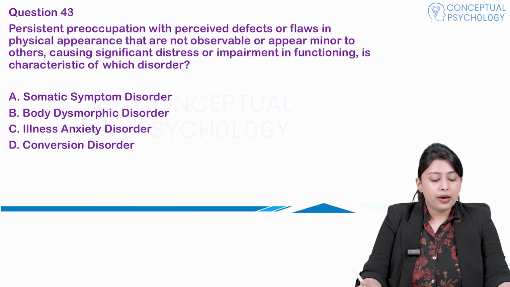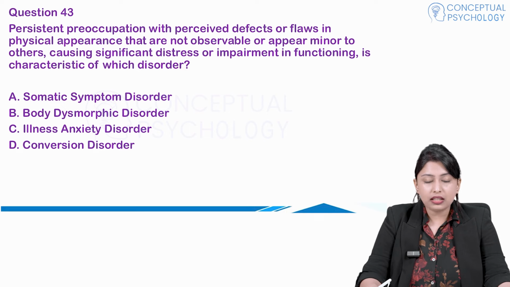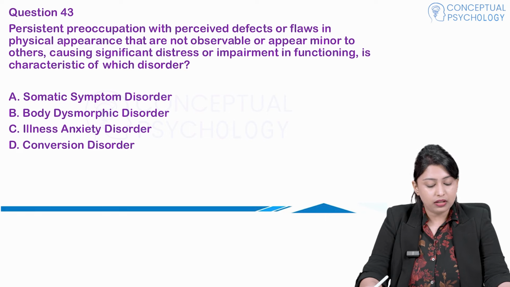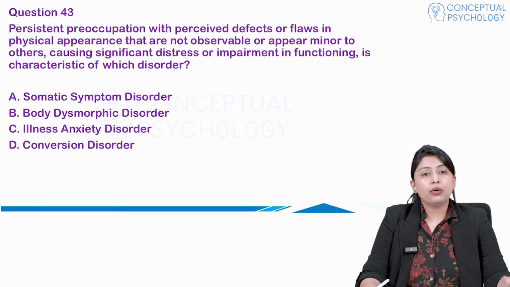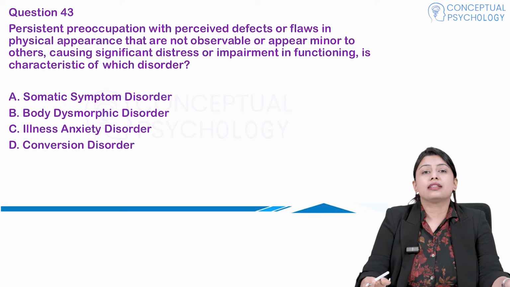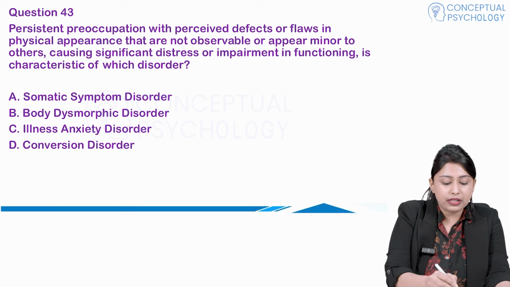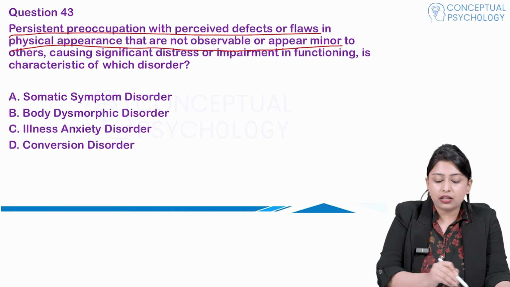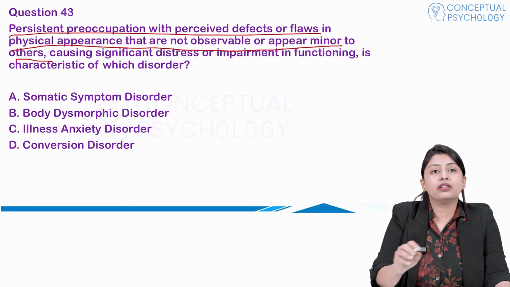So next question. Persistent preoccupation with perceived defects or flaws in physical appearance that are not observable or appear minor to others, causing significant distress or impairment in functioning is characteristic of which disorder? Somatic symptom disorder, body dysmorphic disorder, illness anxiety disorder, or conversion disorder. So, in body dysmorphic disorder, it is usually characterized by persistent preoccupation with perceived defects or flaws in physical appearance that are not observable or which appear minor to others.